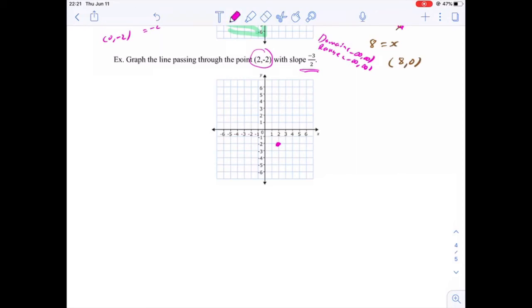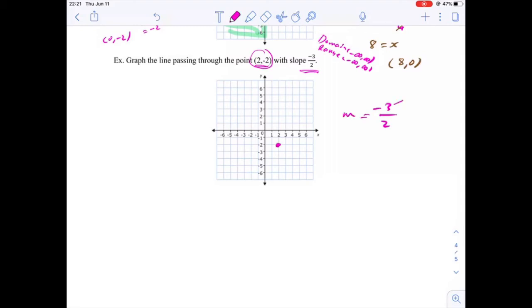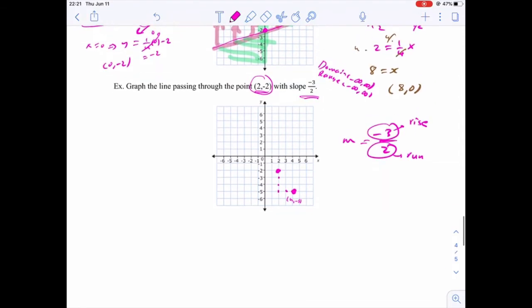So here we have 1 point, which is 2, negative 2, and the slope negative 3 over 2. Now, how to deal with this? This slope, negative 3 over 2, this is m. This is called rise, and this is run. So rise negative 3, that means we move down 3 steps, 1, 2, 3 steps. And then run 2 steps to the right, 1, 2, that means this point here. This point, which is 4 and negative 5, and then we connect them with a straight line.